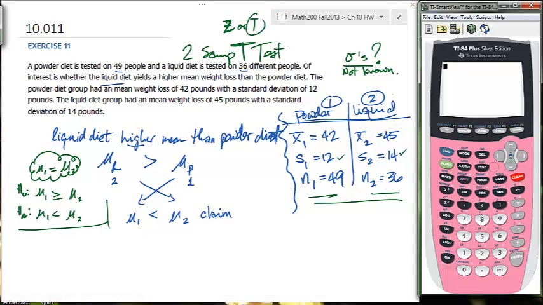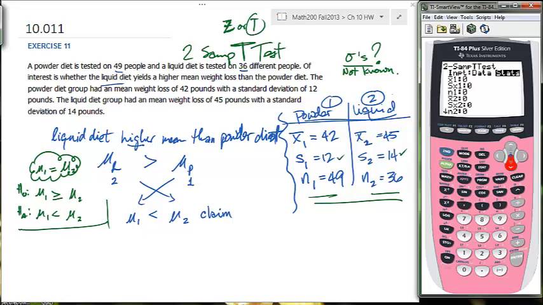Alright, let's go to our calculators. Let's go to stats and right arrow to test. Now the 2-samp t-test is the fourth one, so you can scroll down 4 or you can just hit the number 4. We have statistics given here, and so we'll stick with statistics.